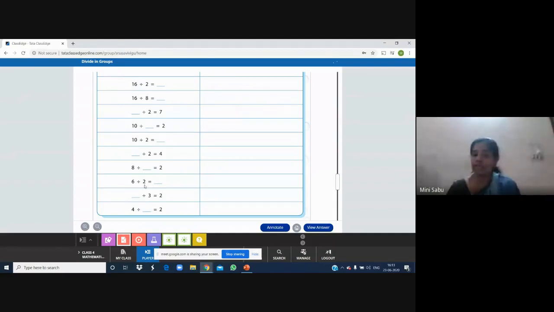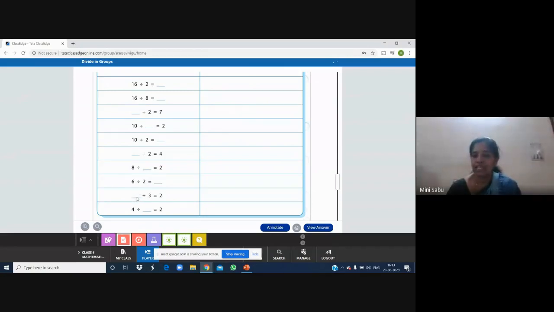Okay. The next question is 6 divided by 2. Which number table do you have to tell here? 2. Till you get 6. 2 1s are 2, 2 2s are 4, 2 3s are 6. So what will be the answer here? The answer will be 3. And can you tell me what is the multiplication fact for this division fact? Here it is 3. So it will be 3 2s are 6.